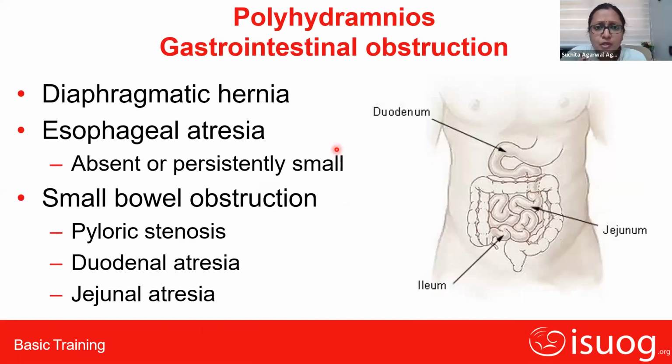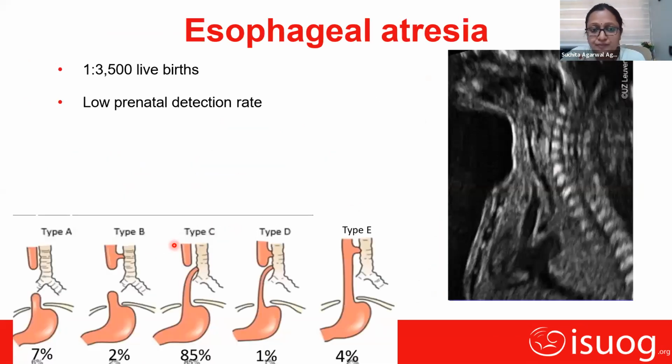Then polyhydramnios along with GI obstruction. It may be a diaphragmatic hernia. It may be an esophageal atresia. Whether the stomach bubble is absent or persistently small. There may be small bowel obstruction in case of pyloric stenosis, duodenal atresia, jejunal atresia.